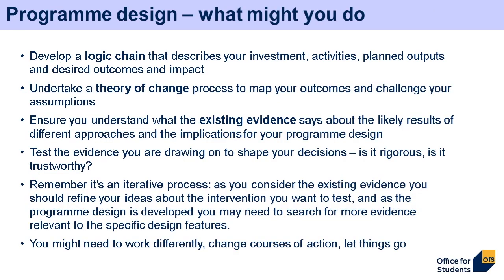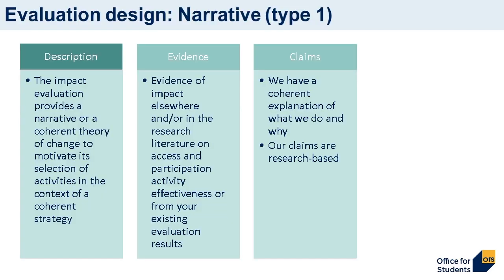So what are some of the things that you might do? Well, we would recommend firstly developing a logic chain, if you haven't already, where you set out the money that you're investing, the activities that you plan to undertake, the outputs that those activities are going to deliver, and then the outcomes and the overall impact that you aim to achieve. And then beyond that, you might undertake a theory of change process where you map out your outcomes, identify your interim outcomes, and really challenge the assumptions that you're making before you consider what activities would be appropriate. And you may well need to work differently and be prepared to change your approach.